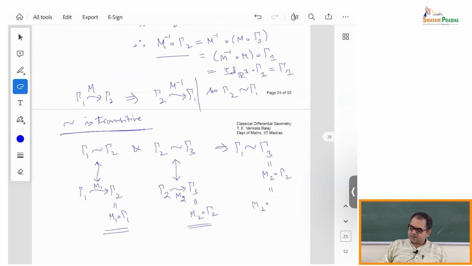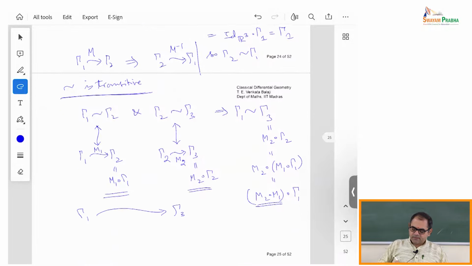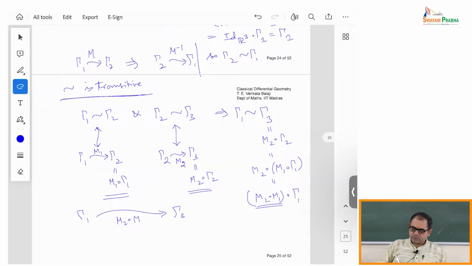I'll get m2 circle m1 circle gamma 1, but by associativity I can write it as m2 circle m1 circle gamma 1. And notice that m2 circle m1 is also a rigid motion. So basically what you are getting is gamma 1 simply goes to gamma 3 by m2 circle m1, and m2 circle m1 is also a rigid motion. So therefore if gamma 1 is related to gamma 2 and gamma 2 is related to gamma 3, then gamma 1 is related to gamma 3.